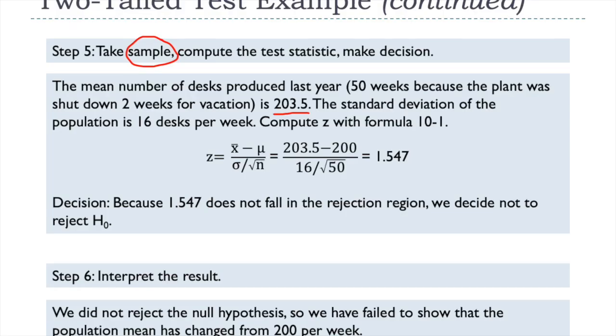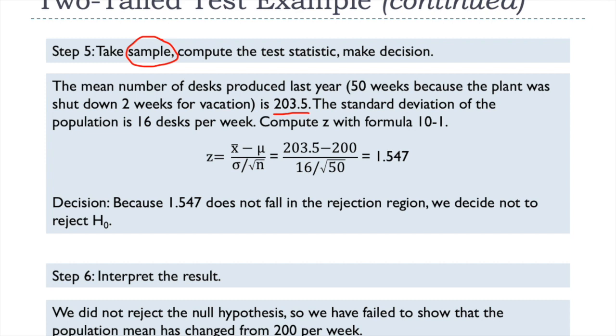So let's see here. Then we're going to take an actual sample and calculate the test statistic. And so they found the mean number of desks produced last year during 50 weeks, the plant was shut down for 2 for vacation, was found to be 203.5. And we already knew the standard deviation for our population was 16 desks per week. So we are going to compute our Z. So we take that 203.5, we subtract what we thought was the population mean of 200. We divide by 16 divided by the square root of our sample size, 50 weeks. And we get a Z value of 1.547.